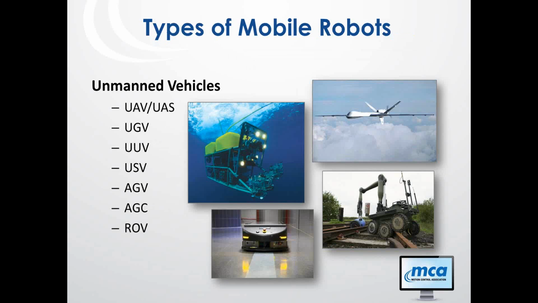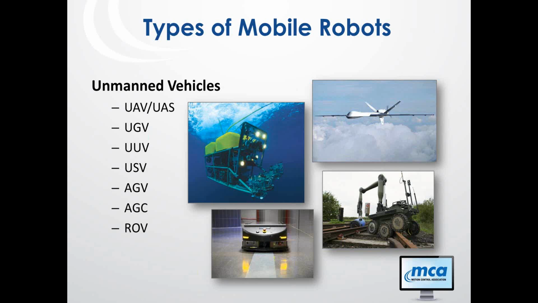The next piece here we see was unmanned vehicles. And a lot of this was driven from the military side and oil exploration side. And we're looking at unmanned vehicles, which are UAV and UAS. So those are air vehicles or air systems. You have UGVs, which are unmanned ground vehicles. And the next one is a UUV, which is an underwater vehicle. And a USV is a surface vehicle, which is on the water.